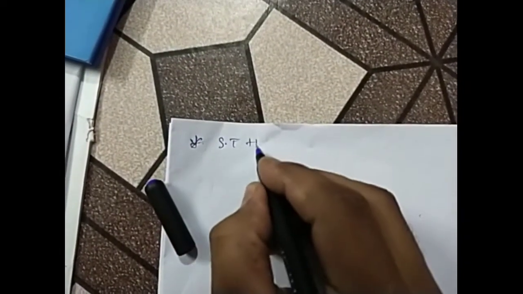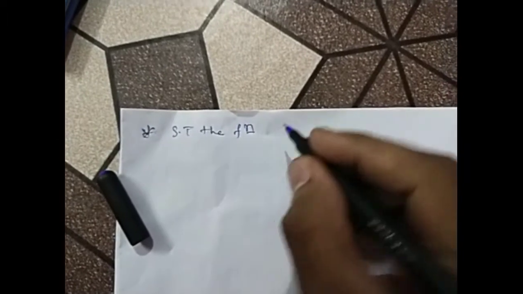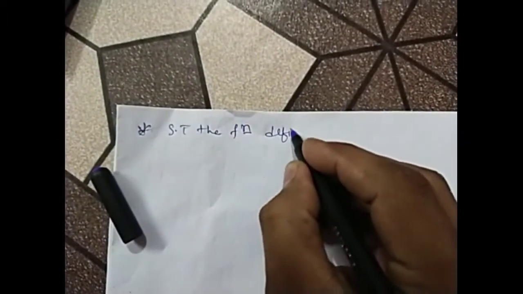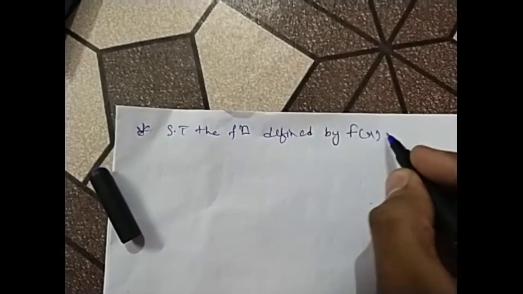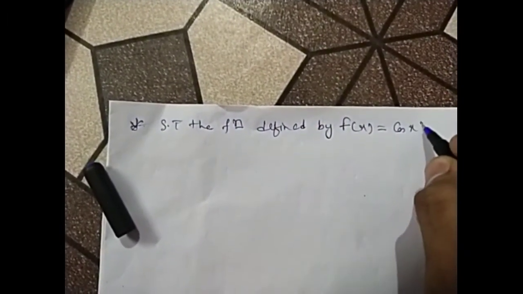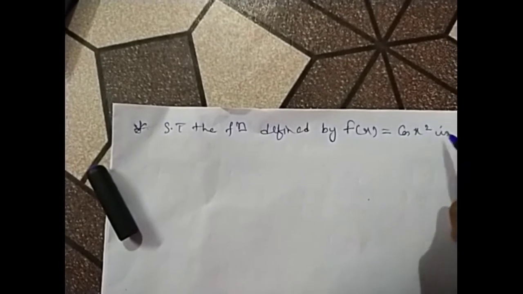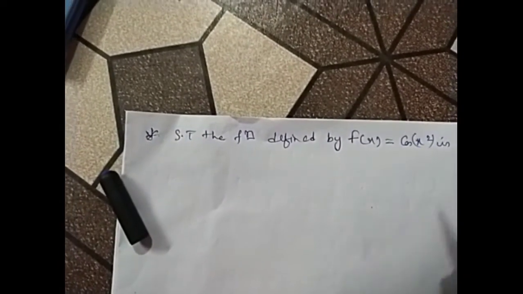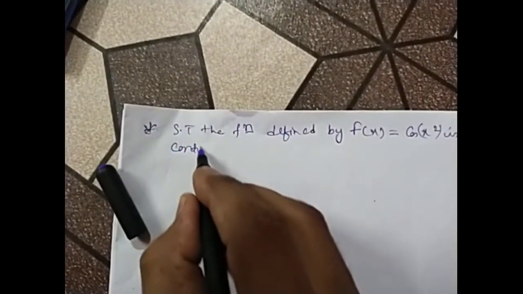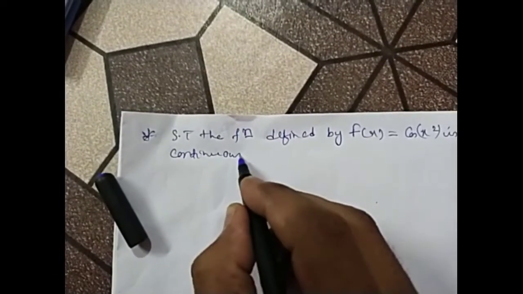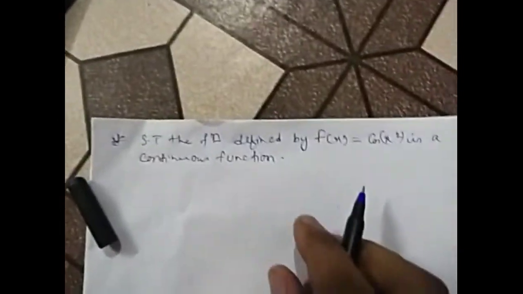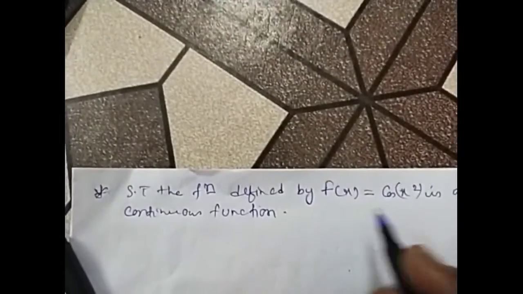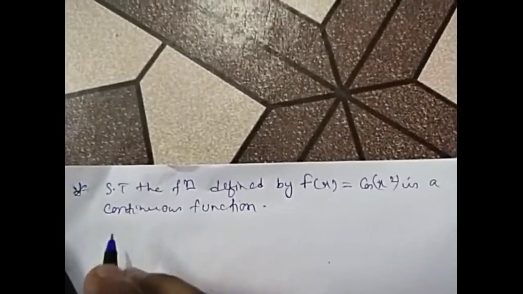Let's take another question. Show that the function defined by f(x) equal cos of x square is a continuous function.